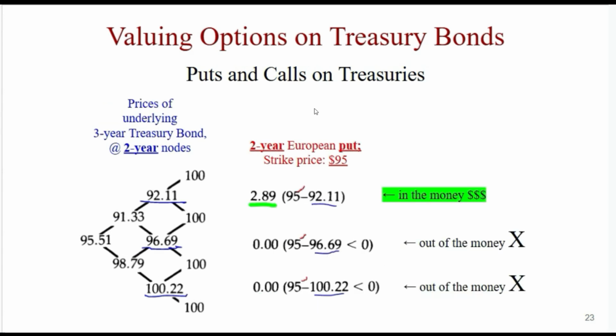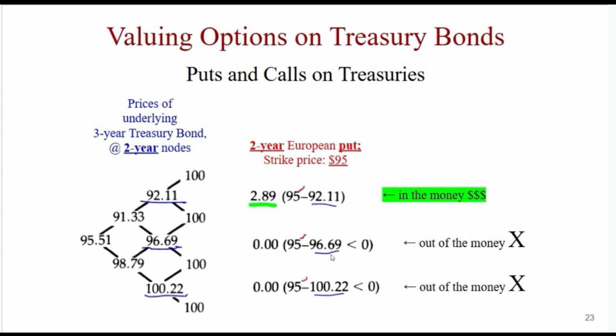We use the same process for the 2-year European put. So again, in 2 years, these will be the prices. Strike price is still $95. But now the value of the put option will be the option strike price minus the bond's trading price. So if the bond is trading at 92.11, the put value is $2.89 and the put is in the money.